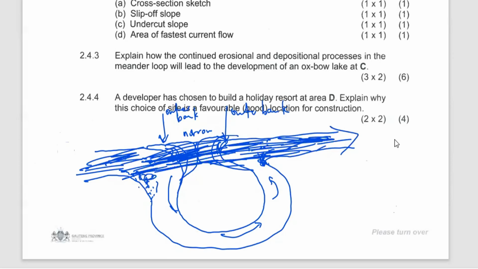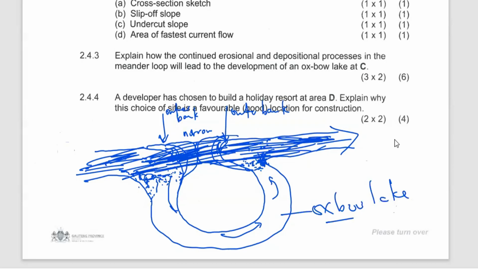And there will be deposition happening around this area that is going to cut off this part, which was a meander. It is going to be cut off by deposition, which will happen on either side of the loop here. And this will now develop as an oxbow lake. That is basically what you must explain there.